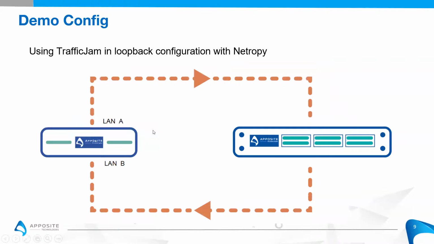So in our demo, this is the situation we've created. We have a TrafficJam here. LAN A is going to send traffic into our Netropy N61 product, for those of you who are familiar with our WAN emulator. It will then come out of our N61 product and into LAN B. So I'm going to go ahead and start the demo here real quick.